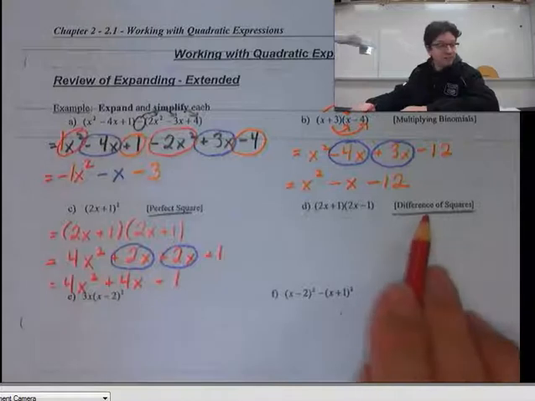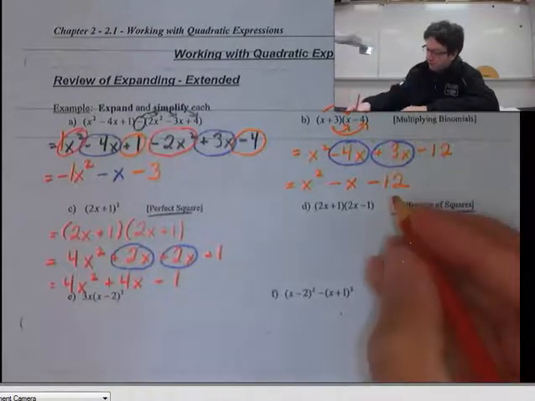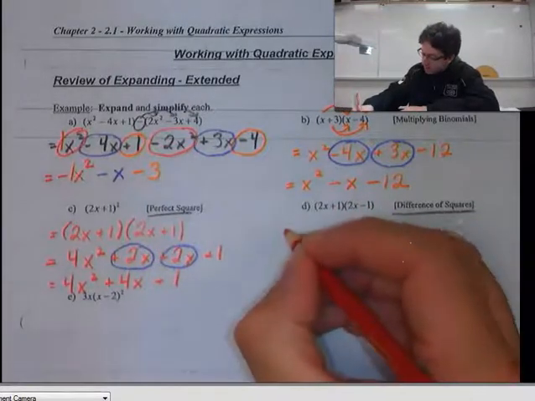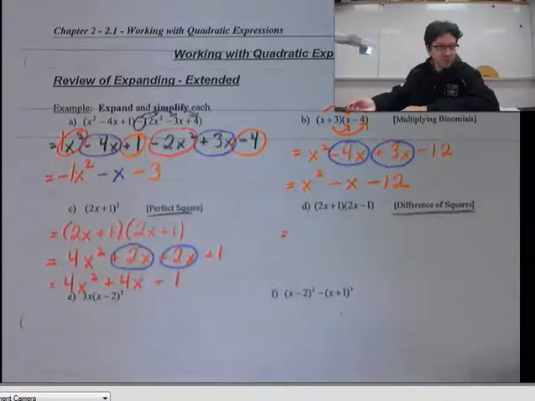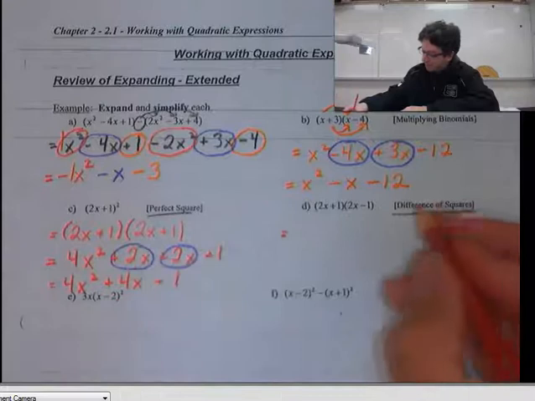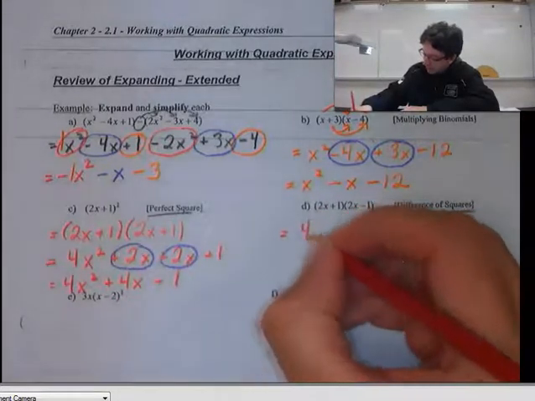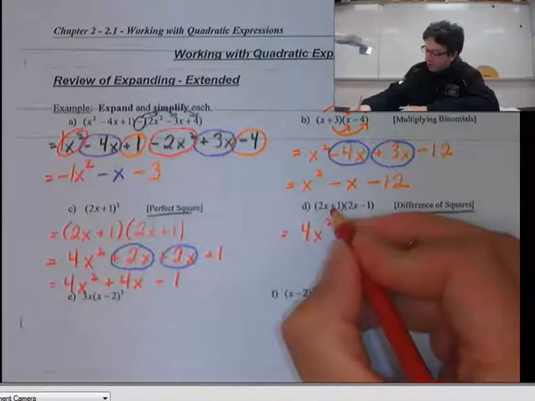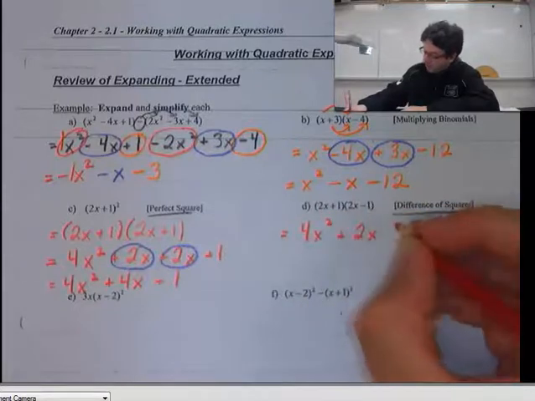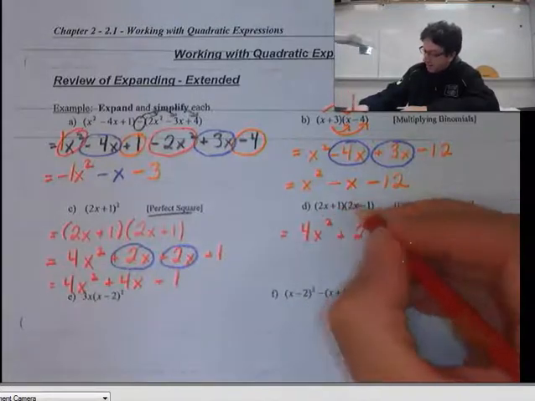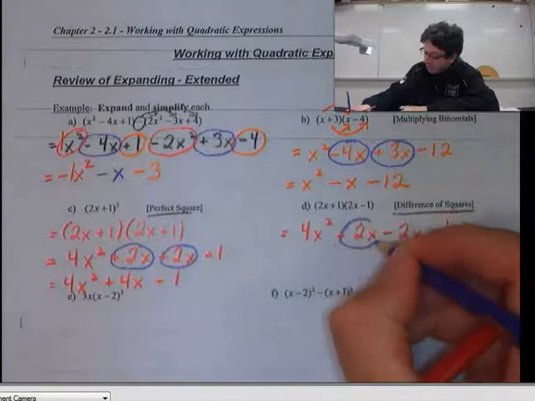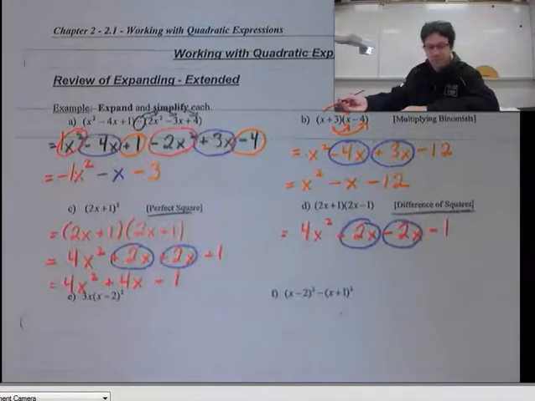Okay. Same with difference of squares. There's a pattern there too. So we have 2x plus 1 and 2x minus 1. When we expand that, you might be able to see what's going to happen to those two middle terms that we usually have like. So 2x times 2x is 4x squared. 1 times 2x is plus 2x. But now we have 2x times negative 1, which is minus 2x. And 1 times negative 1, minus 1. So here are our like terms. And we have plus 2x and minus 2x. And so 2x minus 2x, they cancel.